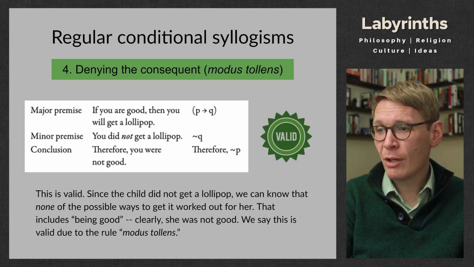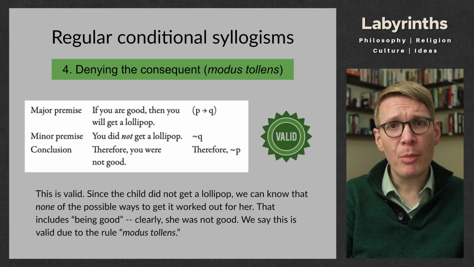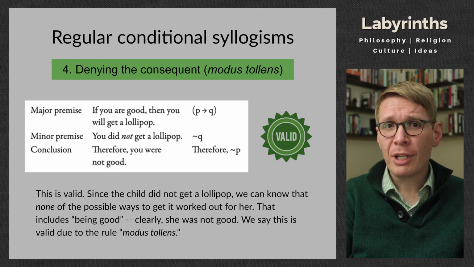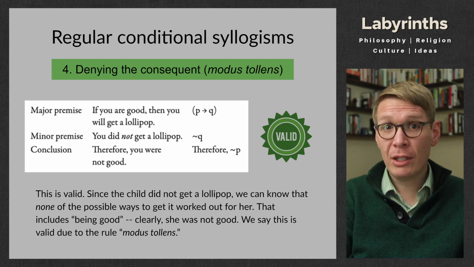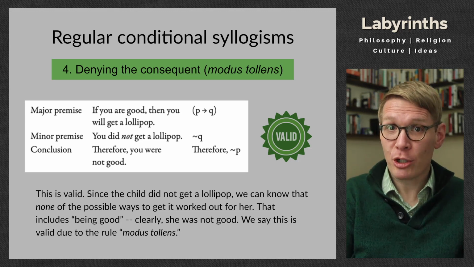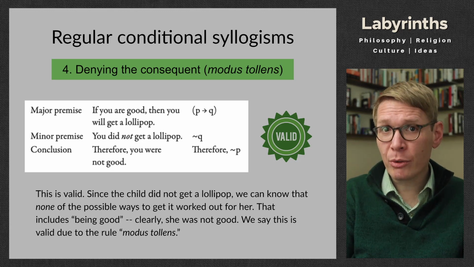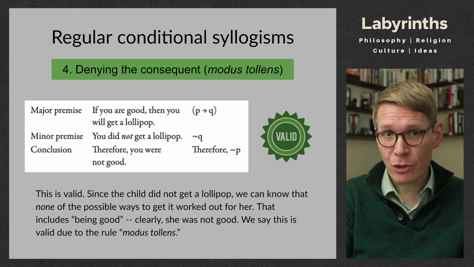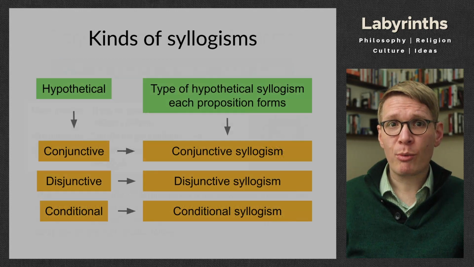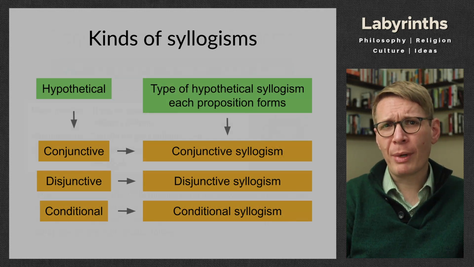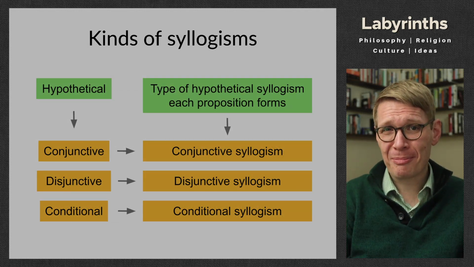We say that this is valid due to the rule modus tollens. So if I have the proposition, if P then Q, and then I am given not Q, the information I'm bringing to bear is that Q is not true, then I can conclude that P also is not true. This is our second kind of valid inference from a regular conditional syllogism.